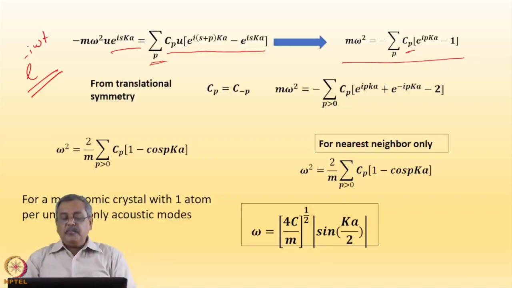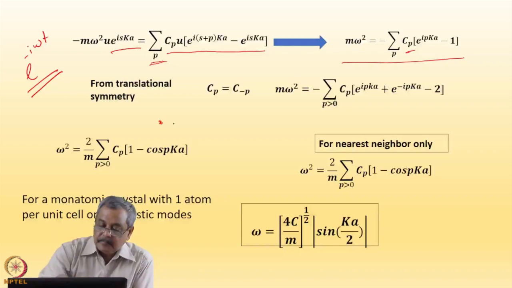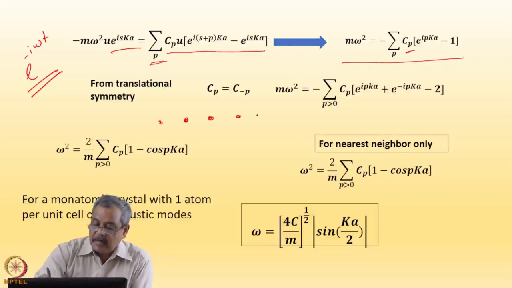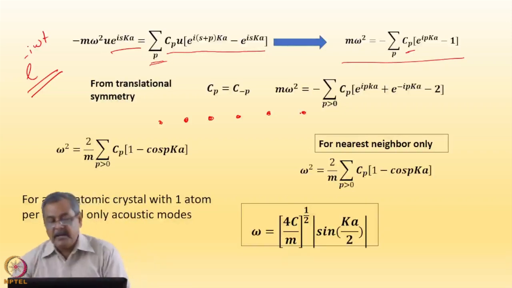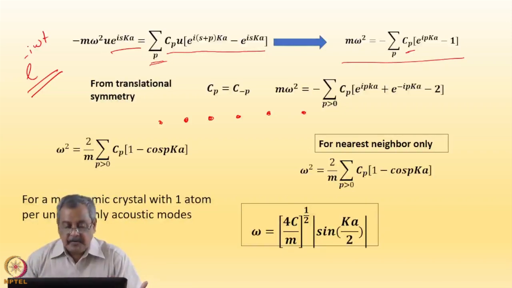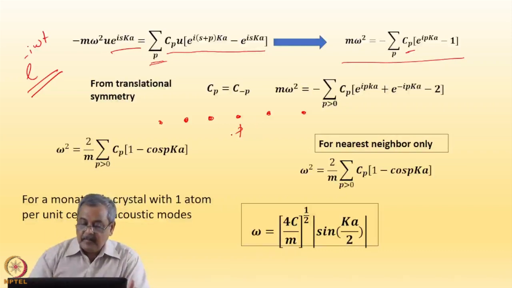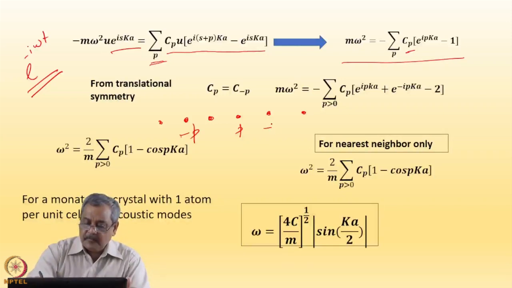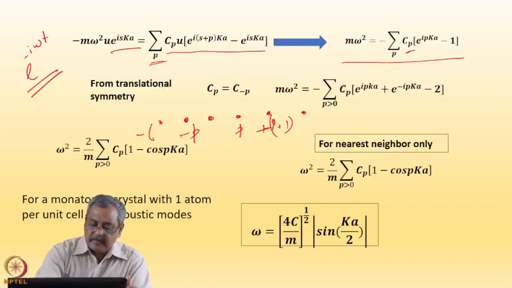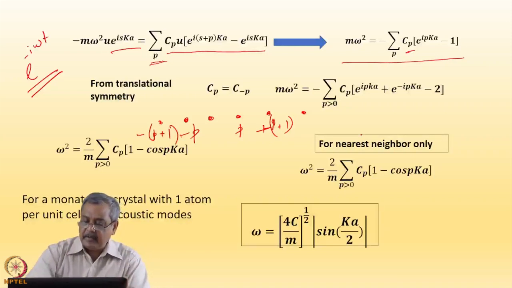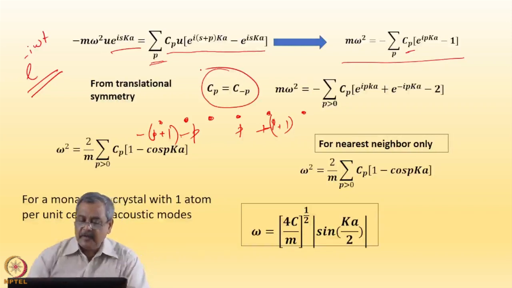Now we know that if these are the atom positions, I'm showing it as a linear chain, but it can easily be translated into a three-dimensional lattice also. If this is the central atom, then I have a neighbor at plus p and also a neighbor at minus p. So they are symmetric. The Cp and the force constants are symmetric because the force between these two is the same as the force between these two.